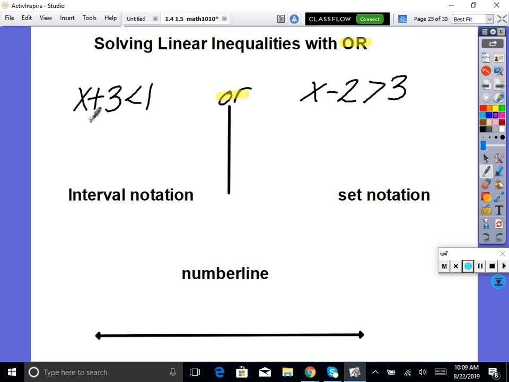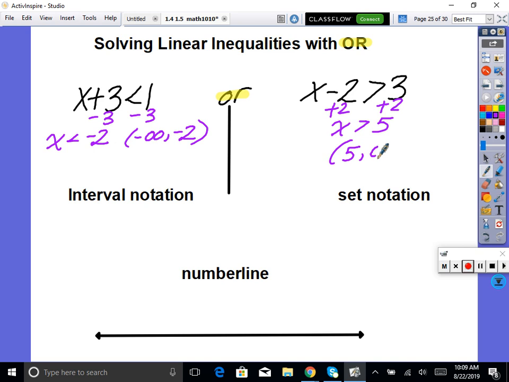So we would subtract 3, x values less than negative 2. So that would be in interval notation, negative infinity up to negative 2, parentheses, parentheses. Then we add 2, x values greater than 5. So that would be 5 to infinity. Now, because it's or, it's friendly. If they're in this answer set, they get to go to the final solution. If they're in that answer set, they get to go to the final solution.